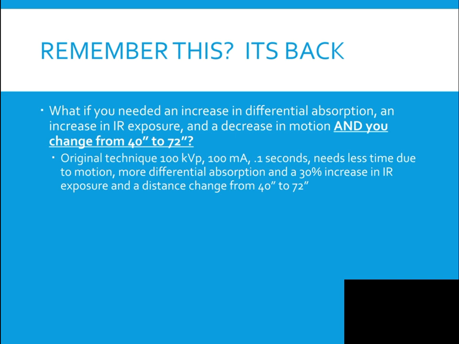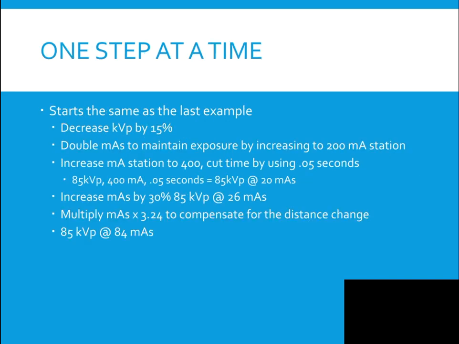So what do you need to do if you go from 40 to 72 inches? You would need to increase your mass by a factor of 3.24. So you do all the stuff you did before, and then you multiply your final mass by 3.24. And you can do that before you change your mA and your time, if you like.